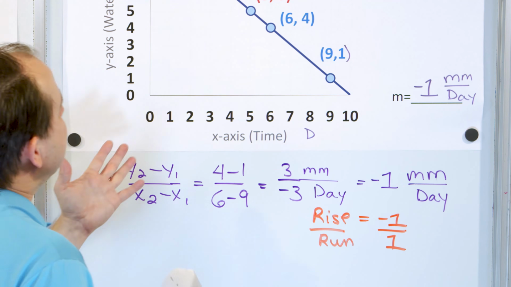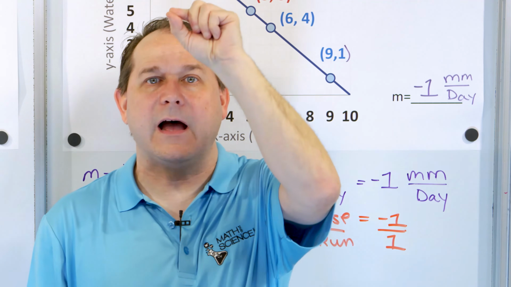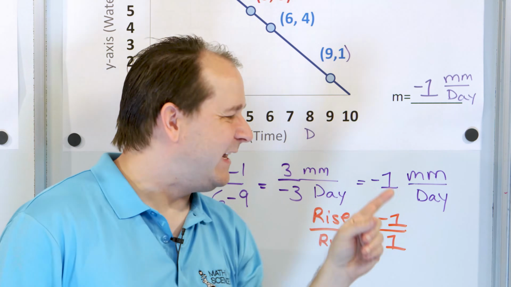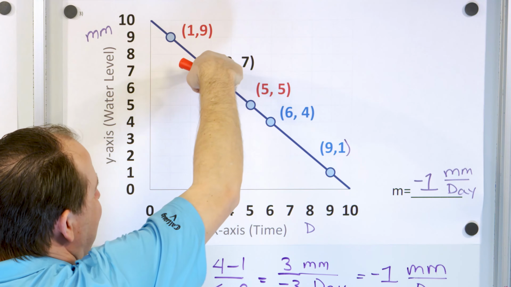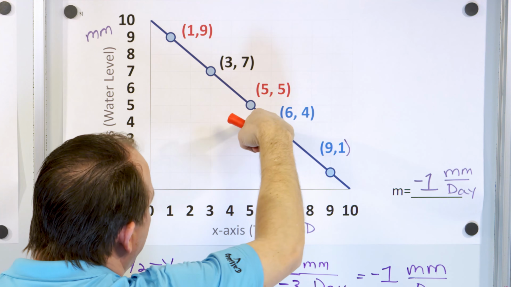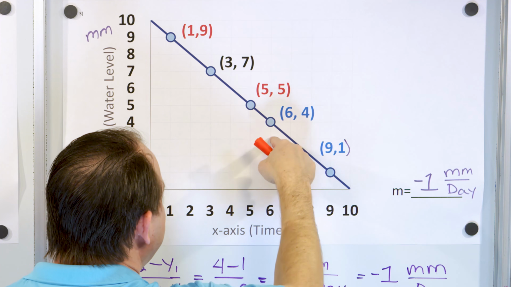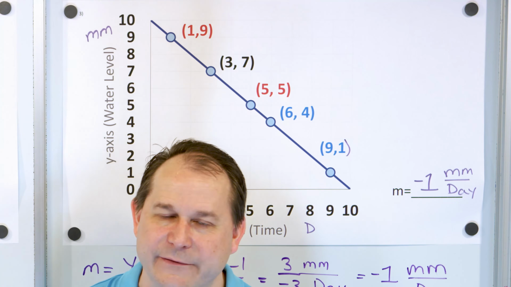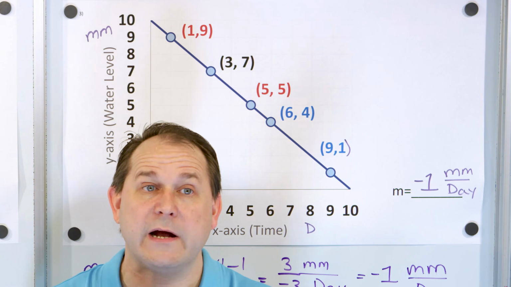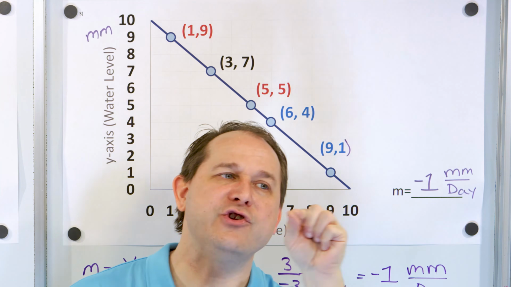So what does it mean to rise negatively? I told you before, rise up, over, rise up, over. But here we're saying the rise is actually negative. That means if you start at any point, you rise down 1, and then you go over to the right 1, down, over, down, over. So when the slope is negative, rise over run is negative, which means you actually rise down instead of up, and then you go over.